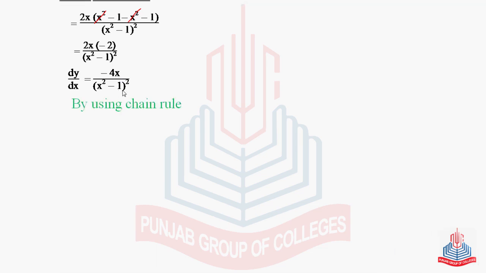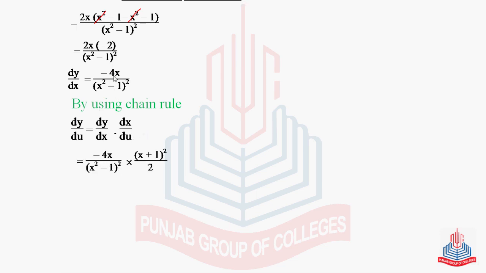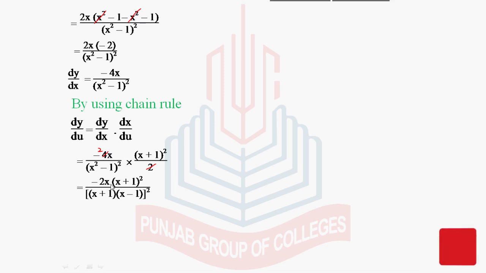Again by using chain rule, dy by du is equal to dy by dx into dx by du, and dy by dx is minus 4x divided by (x square minus 1) whole square into dx by du, which we calculated in the previous slide, which is (x plus 1) whole square divided by 2. This will be minus 2x, and this is (x plus 1) whole square.